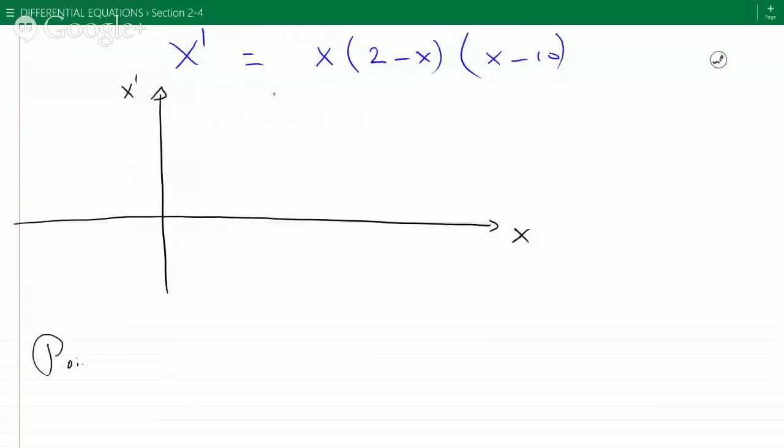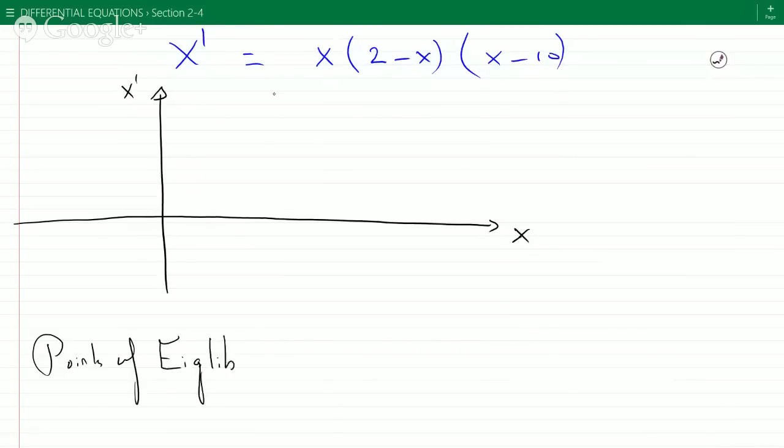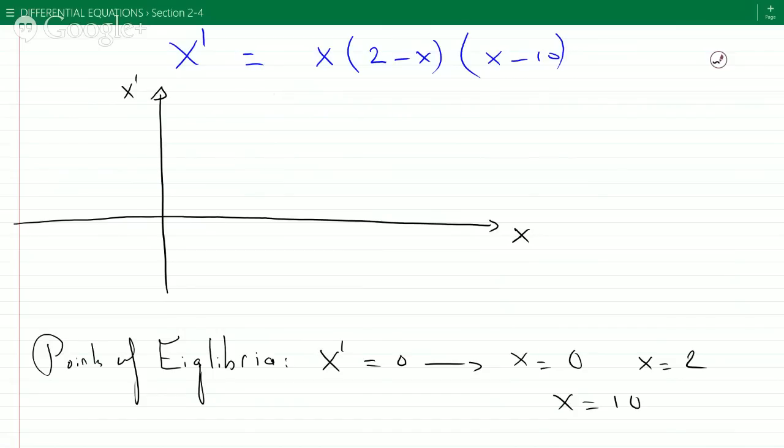So points of equilibria is where there's no change, where the derivative is 0, is where x prime equals 0. So that corresponds to 3 places: x equals 0, x equals 2, and x equals 10. So 0, let's say 2 is here, and 10 is here.